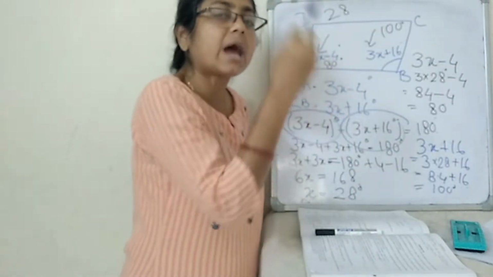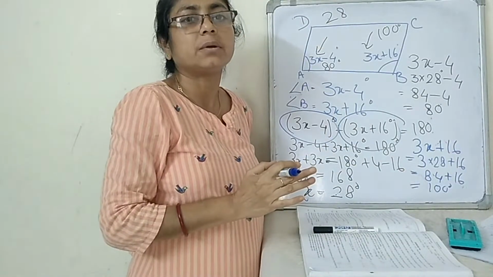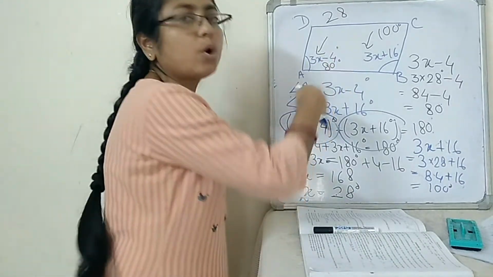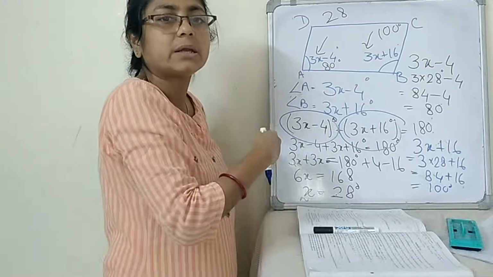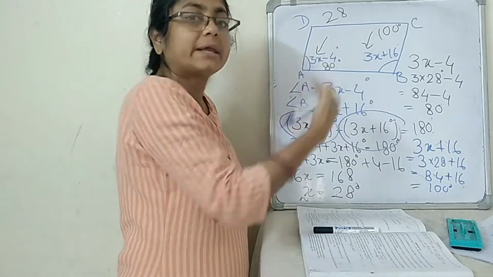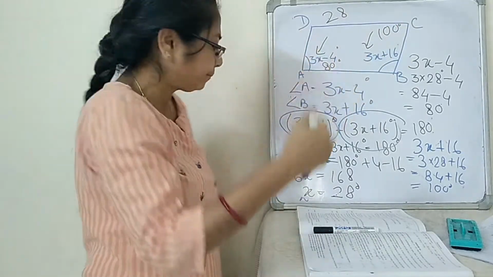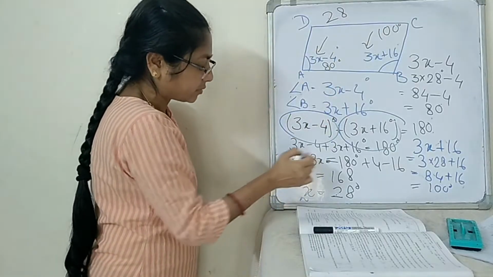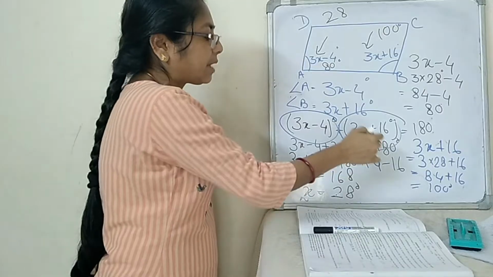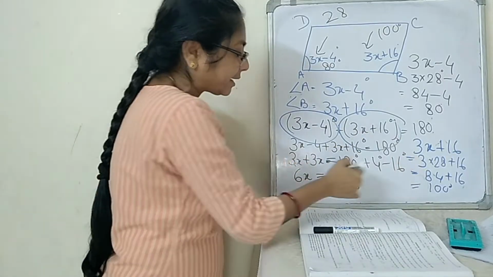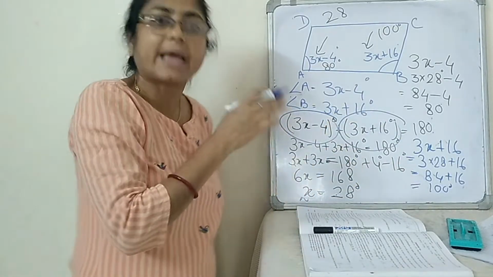Clear? Now you just solve it. What are you doing? Remove the bracket. Put the x part on one side, put the numbers part on the other side. Look, 3x plus 3x is 6x. 180 plus 4 degrees plus 16 degrees, calculate it: 168.